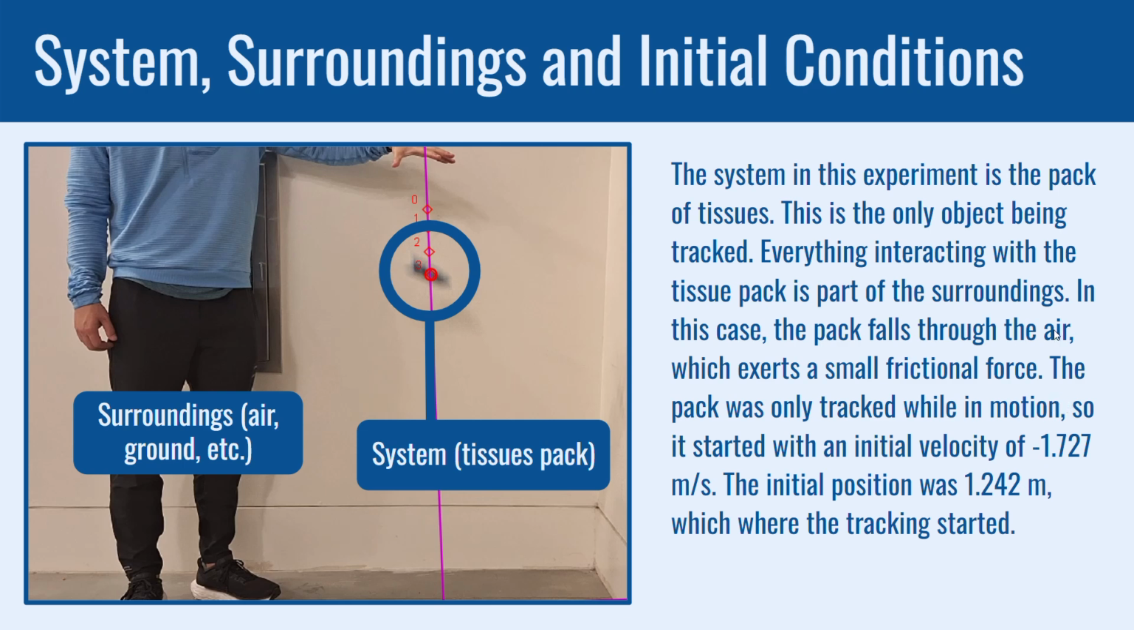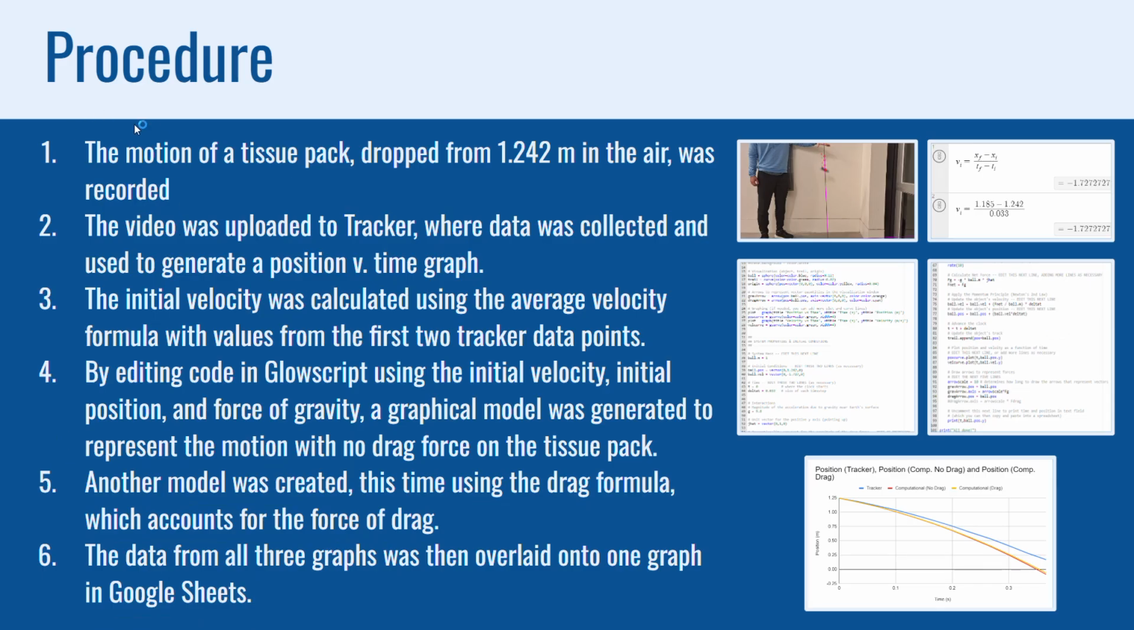up in the air. So for the procedure, the tissue pack was dropped in the air and it was recorded and uploaded into Tracker, which takes data from the video and generates the first graph. And then initial velocity was calculated from that and put into GlowScript. And then I did some other calculations in GlowScript to generate the other two graphs with drag force and no drag force. And then I overlaid them all into a Google Sheets graph.